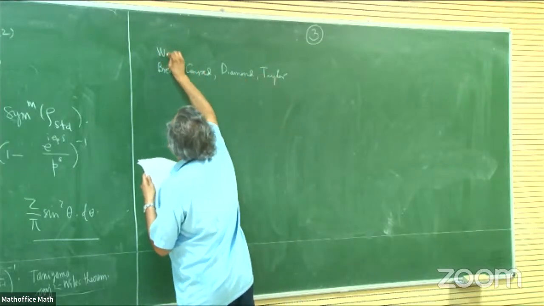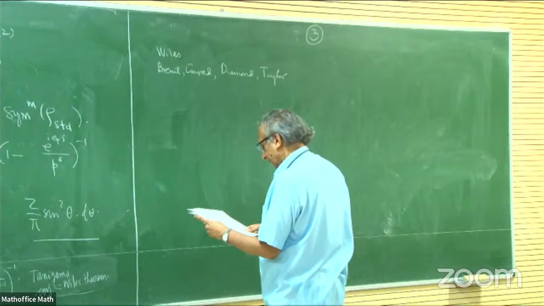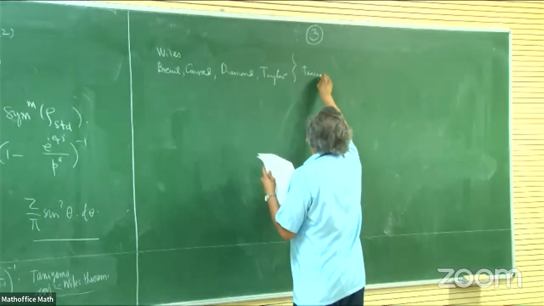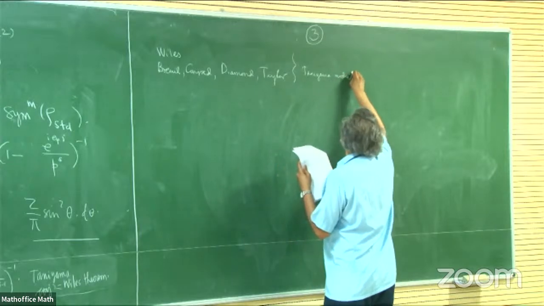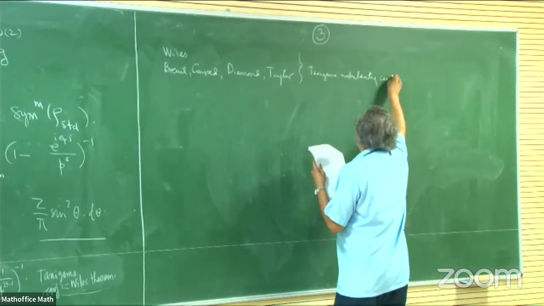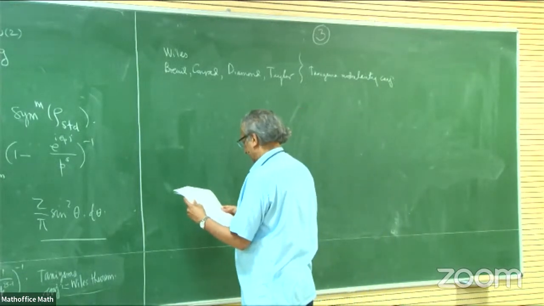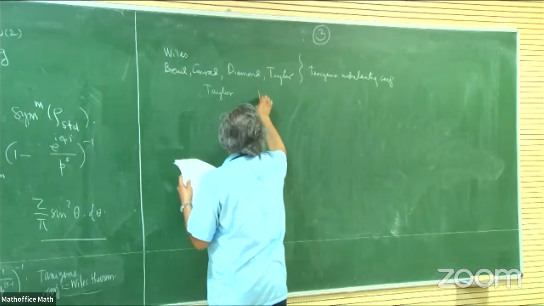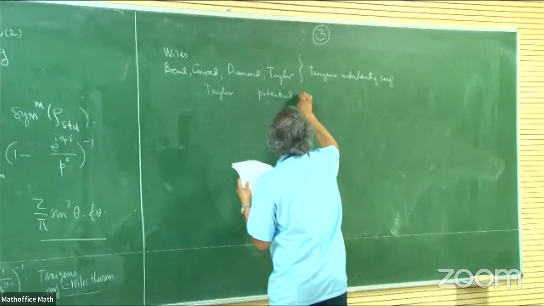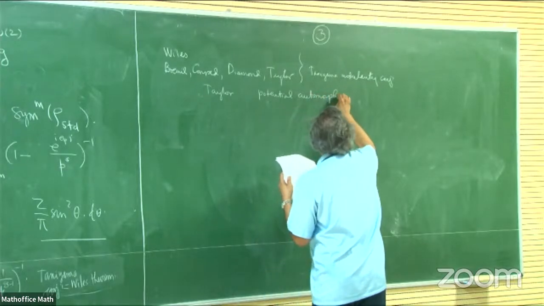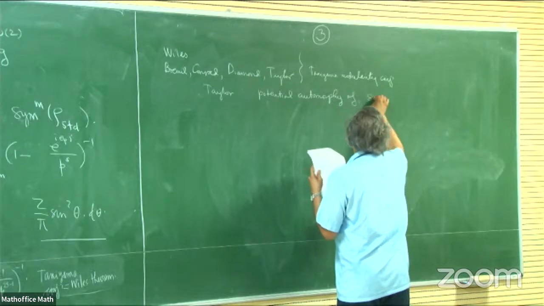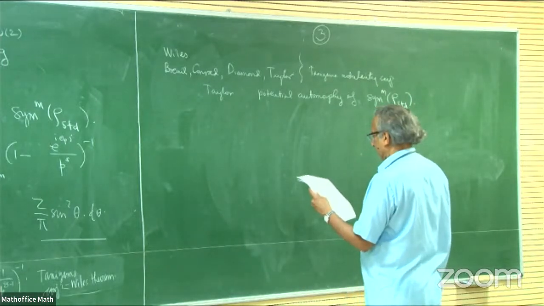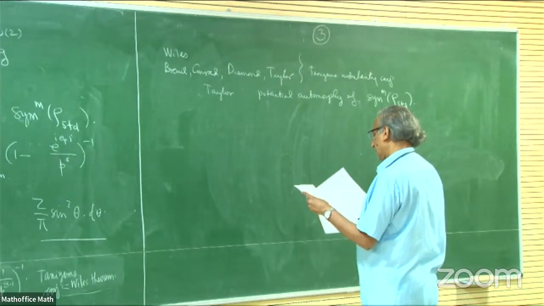Of course, Wiles before. The Taniyama modularity conjecture. Taylor proved potential automorphy, I'll explain this word in a second, of the symmetric m-th power of the standard representation. This was 2008.